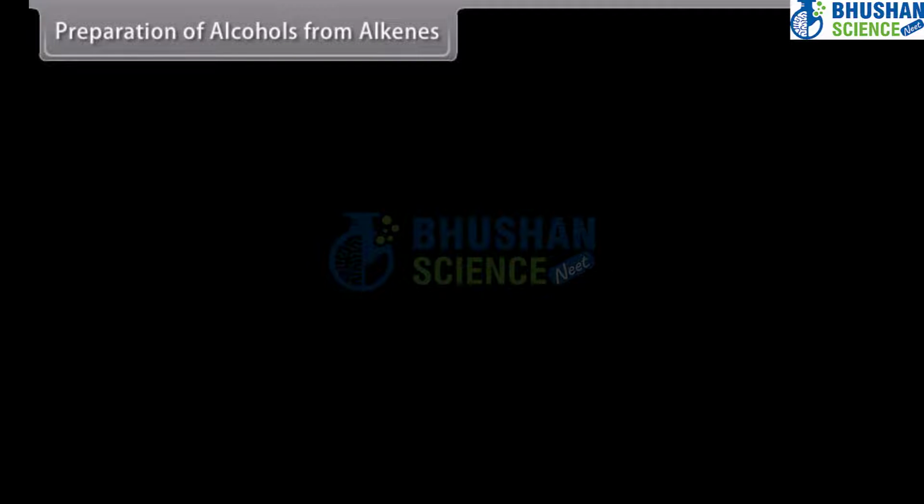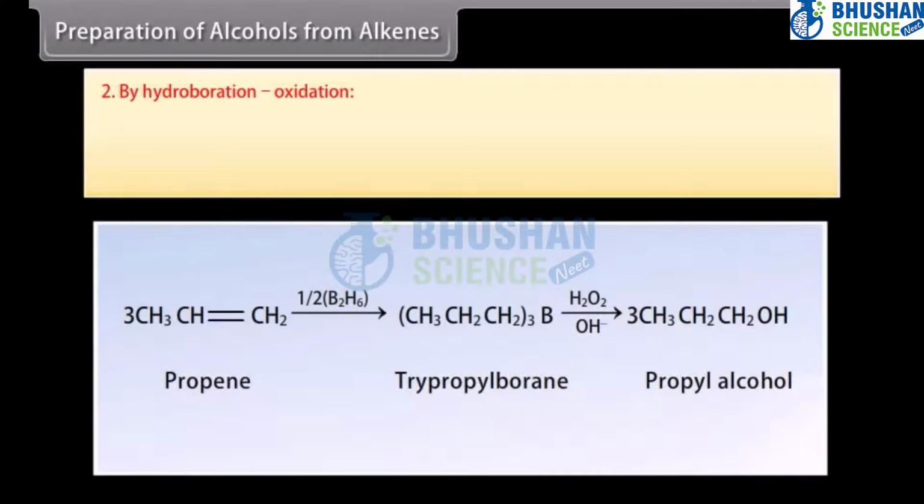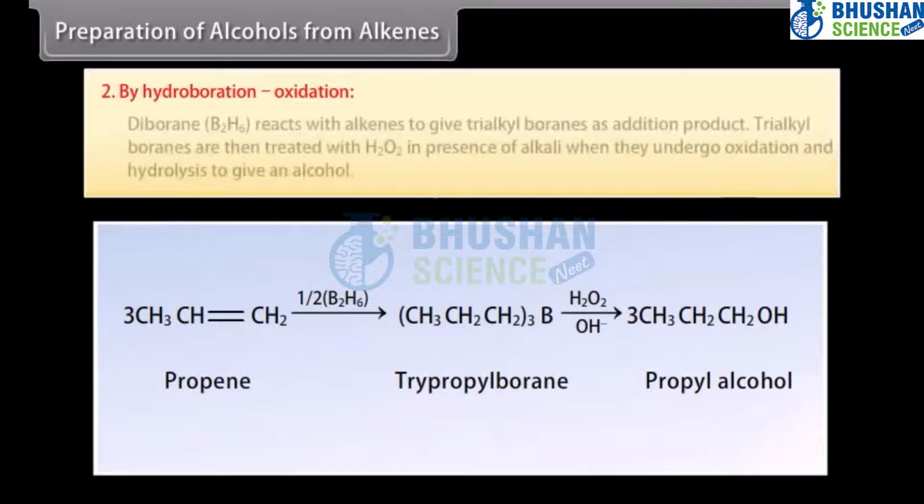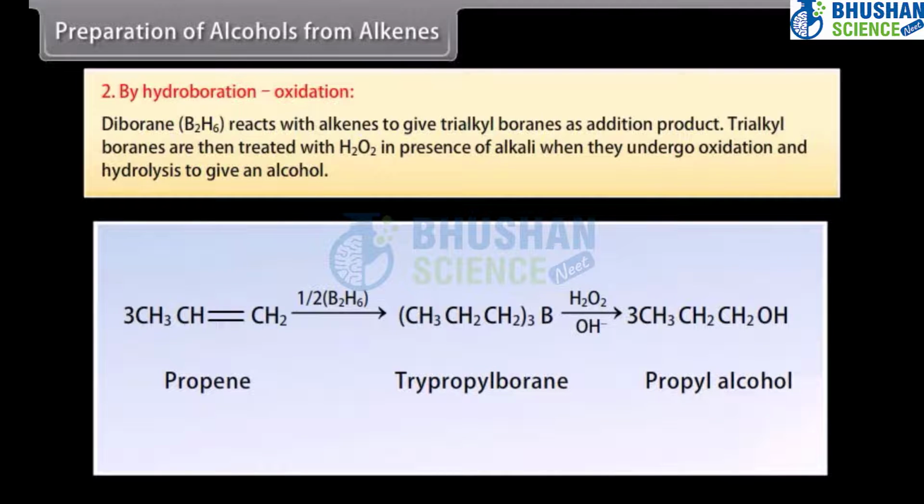From alkenes, by hydroboration oxidation. Diborane reacts with alkenes to give trialkyl boranes as addition product. Trialkyl boranes are then treated with hydrogen peroxide in presence of alkali, when they undergo oxidation and hydrolysis to give an alcohol.